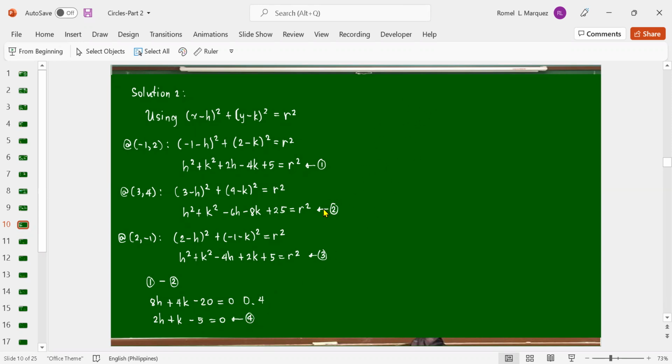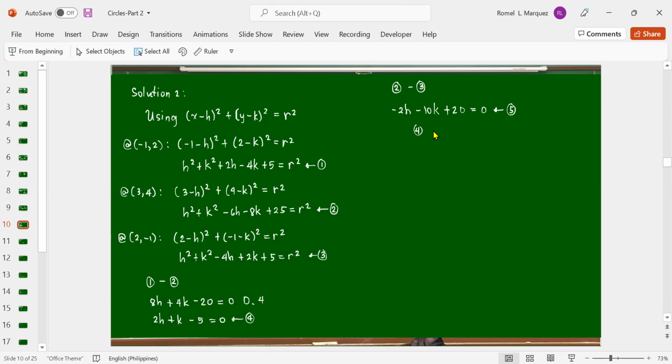What about another combination, 2 and 3? Getting again the difference to eliminate the quadratics. So leaving only negative 6h minus negative 4h, that is negative 2h. Then negative 8k minus 2k, that is negative 10k. 25 minus 5, positive 20, equal to 0. Now, since this is numerically equal with the coefficient of h in the fourth equation, we're not going to simplify this anymore. Leave it as is.